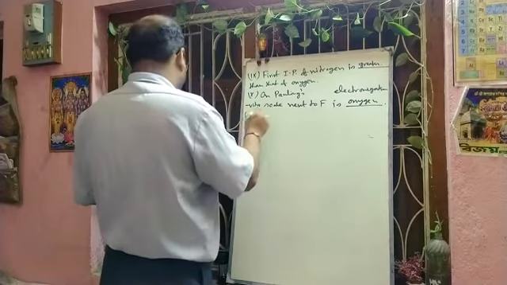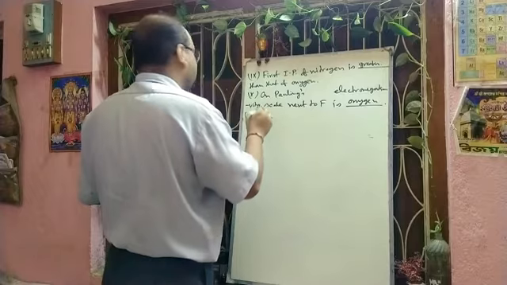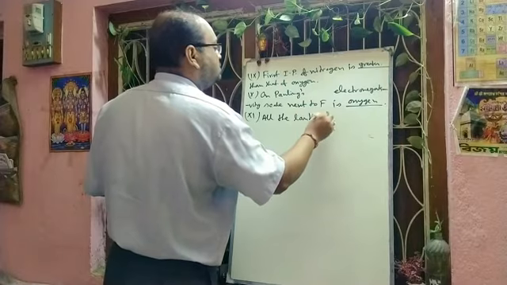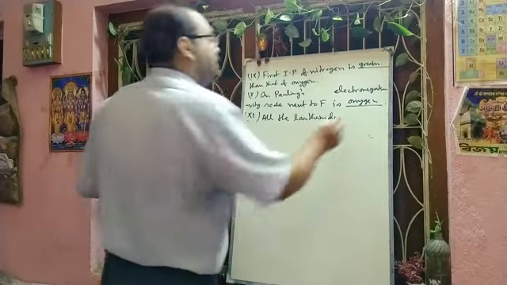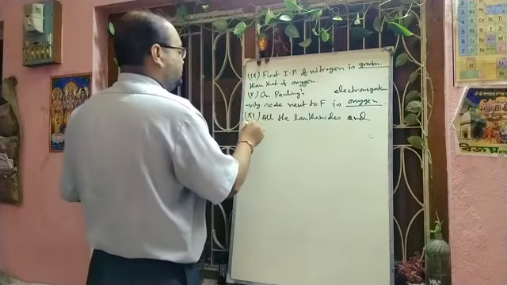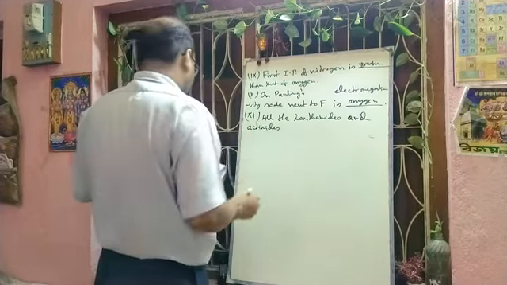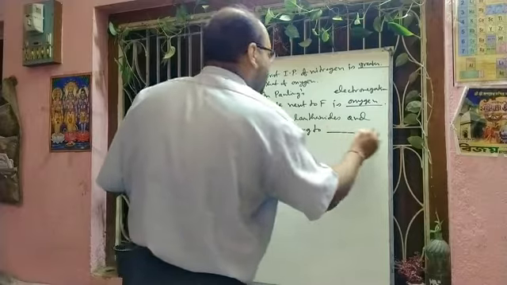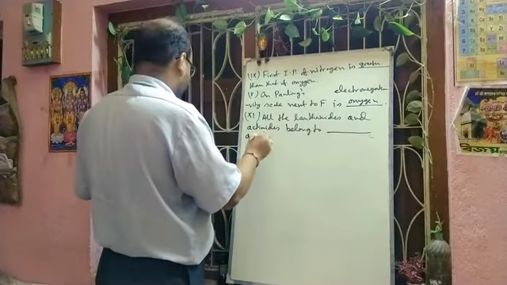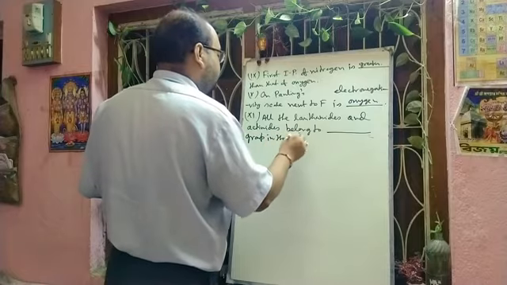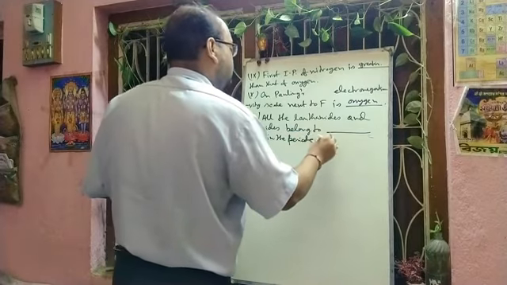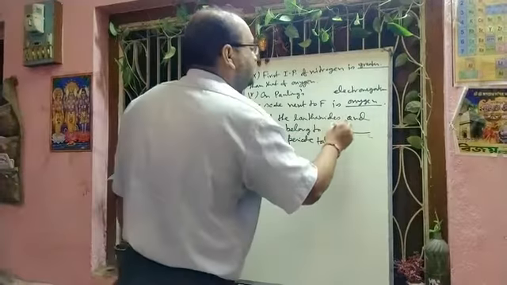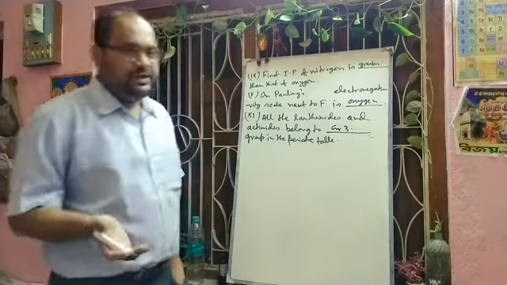Next question from this periodic properties, that all the lanthanides and actinides belong to dash group in the periodic table. So here your answer will be group 3, or you can write 3B.